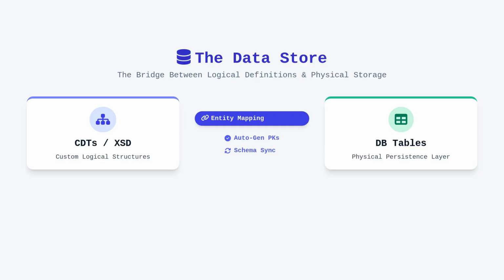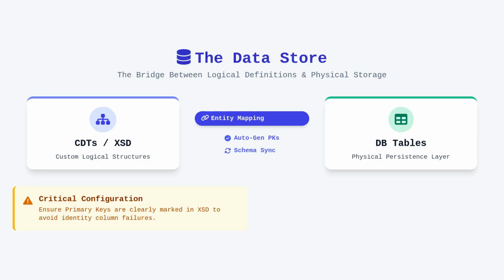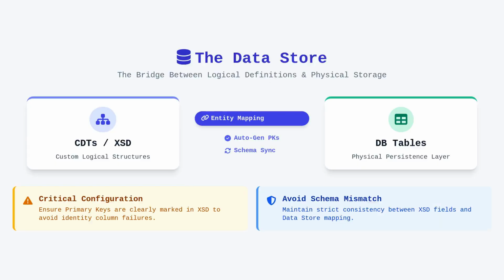A misconfigured data store might fail to update the schema automatically, leaving your application unable to persist data even if the logic appears sound. Maintaining consistency between your XSD fields and the data store entity configuration prevents the dreaded schema mismatch errors that often plague early development.